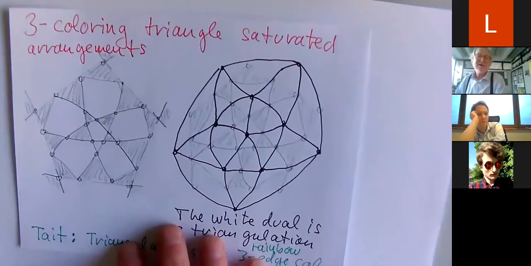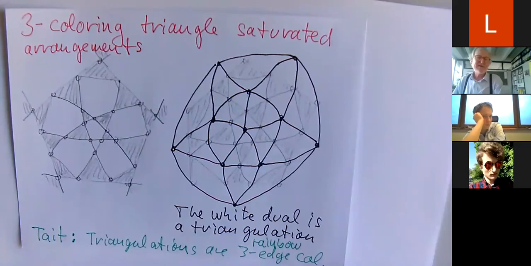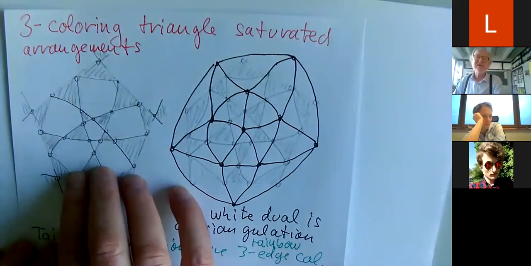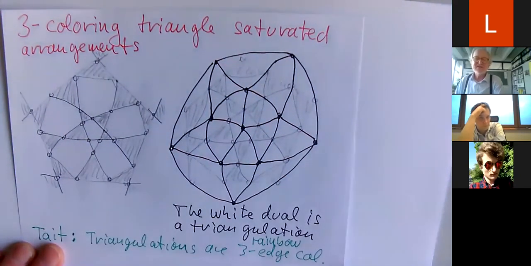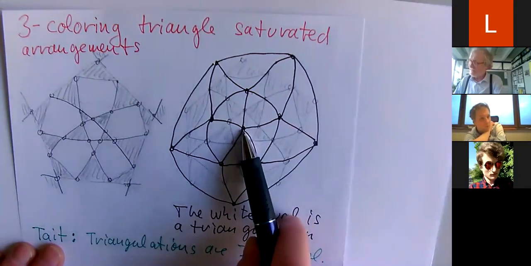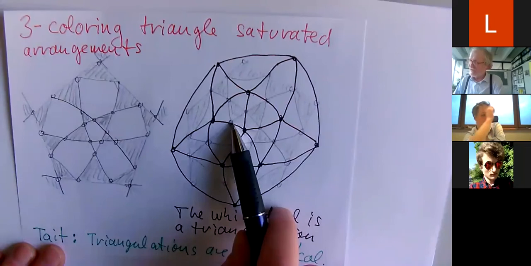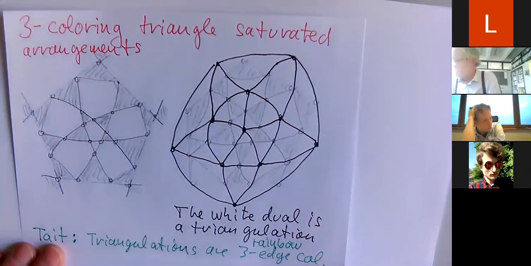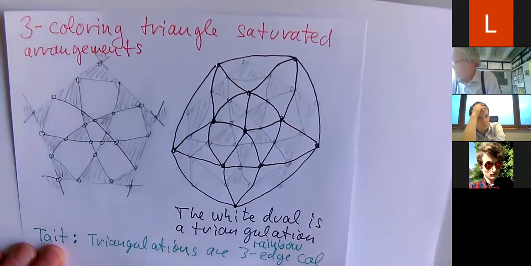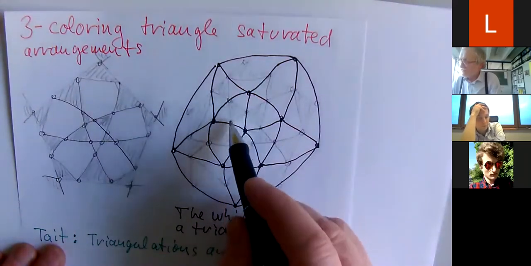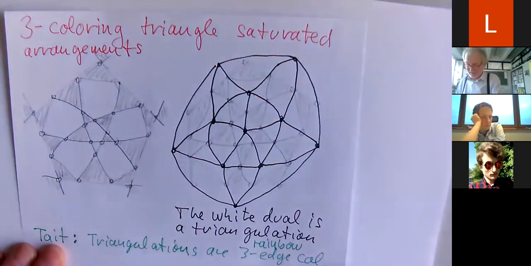Okay, and now here's something nice. Triangle saturated arrangements are three colorable. And here is how we do it. So this is a part of a triangle saturated arrangement. And now what we do is we take the white dual, you could say. We put a point in each white face and we connect them when there is a vertex which is incident to both faces. And now, of course, every face in this white dual is a triangle because it just contains one black triangle.